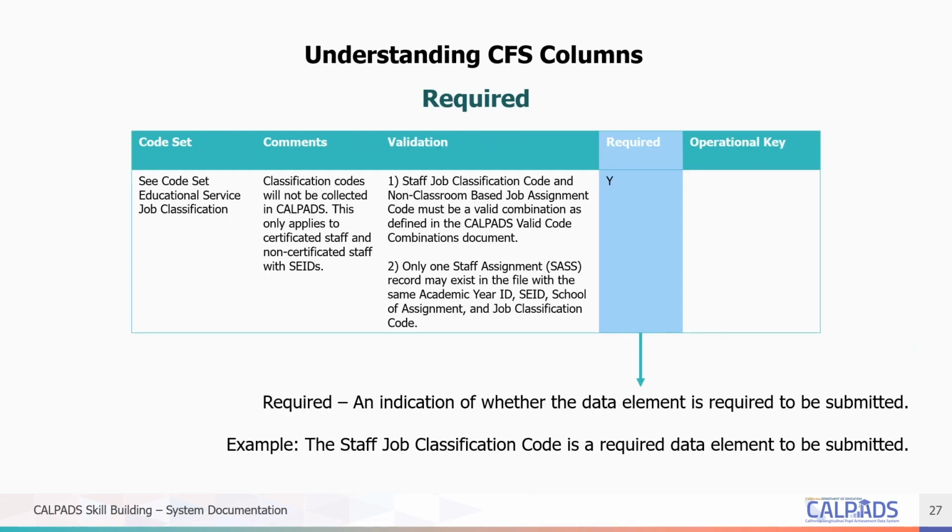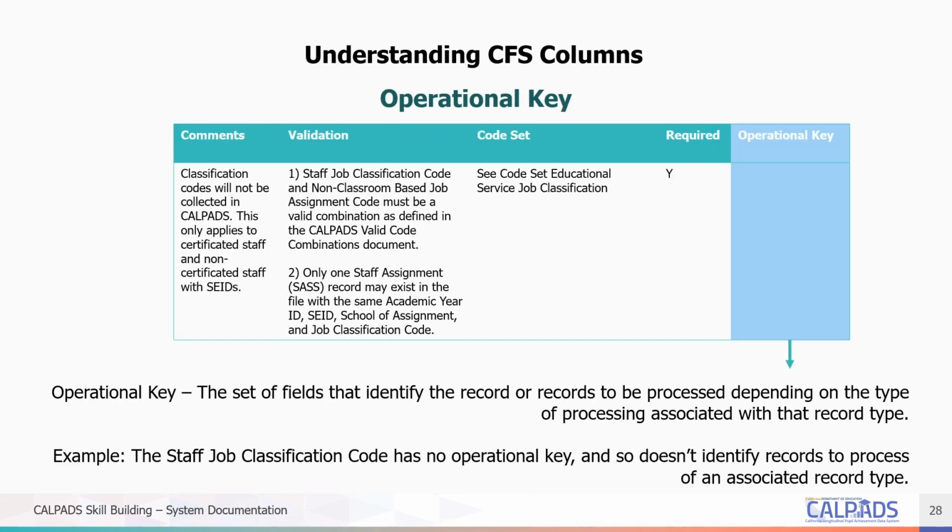The required column indicates whether the data element is required to be populated when submitting the record to CalPADS. If a field is required but not populated, you will get an input validation rule or IVR error. There are 3 possibilities in the required column: Y indicating yes, N indicating no, and conditional. If conditional, the conditions are described. The operational key is a field or set of fields that identify how the record will be processed depending on the type of processing associated with that record type.